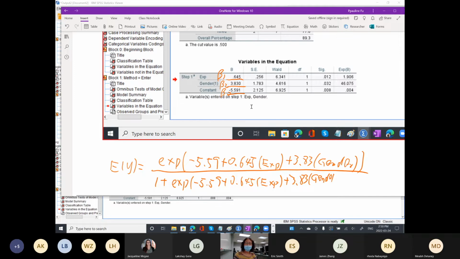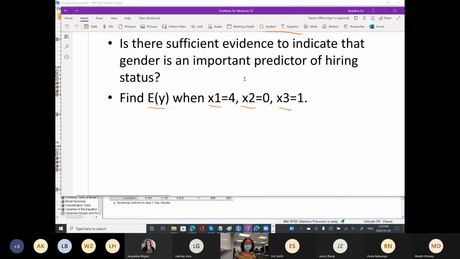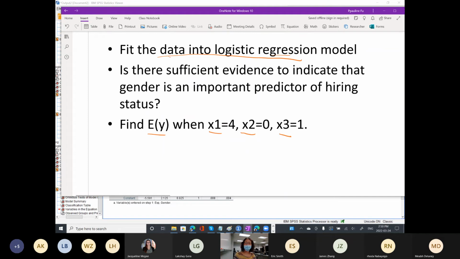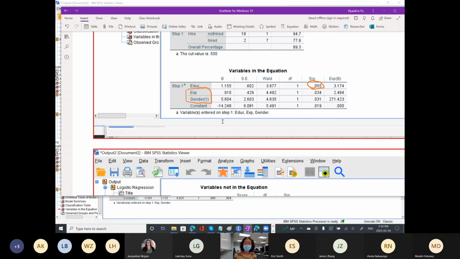So I answered the first question, because this question asks us to fit the logistic model. I have that model. And question 2, is there sufficient evidence to indicate gender is an important predictor of the hiring process? The answer is yes, because the p-value for gender is significant, smaller than alpha.